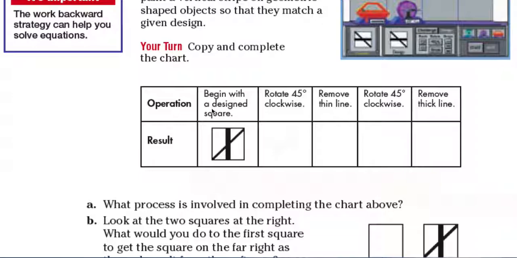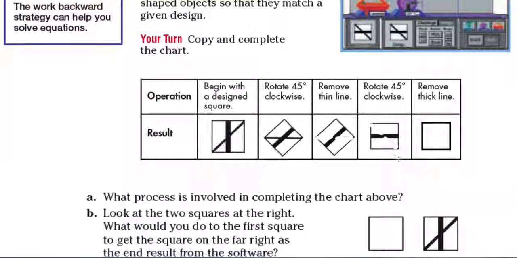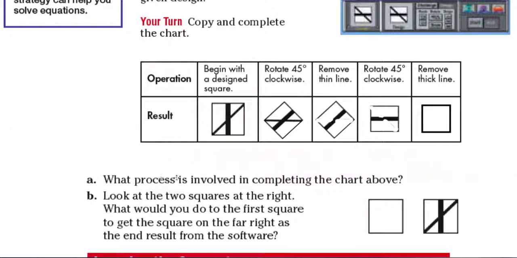Begin with the designed square that's given, and then rotate 45 degrees clockwise. This will be the product of rotating 45 degrees clockwise. Then we remove the thin line after we rotate, and that one goes away. Then rotate 45 degrees clockwise some more, and there you have it. Then remove the thick line, and that's what you end up with: a plain square.